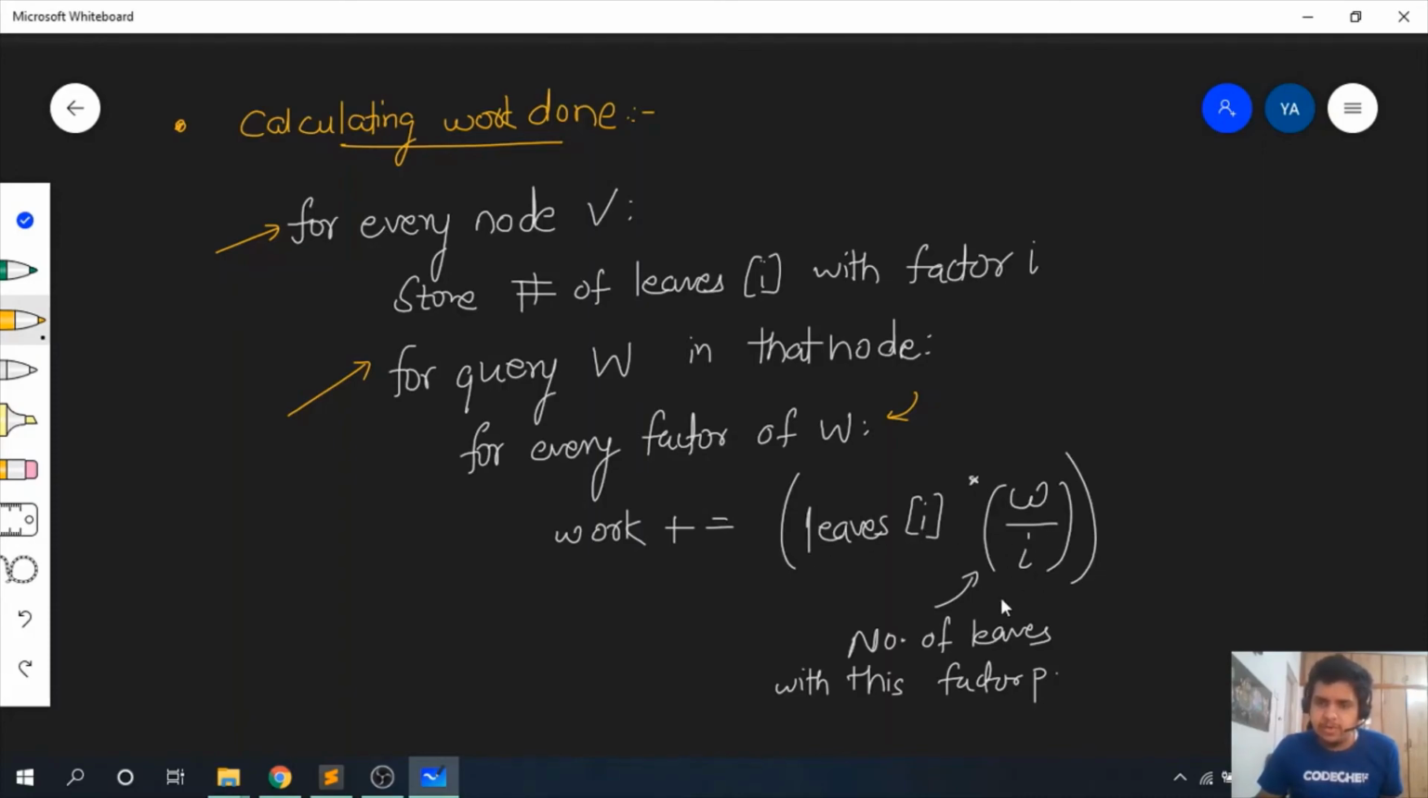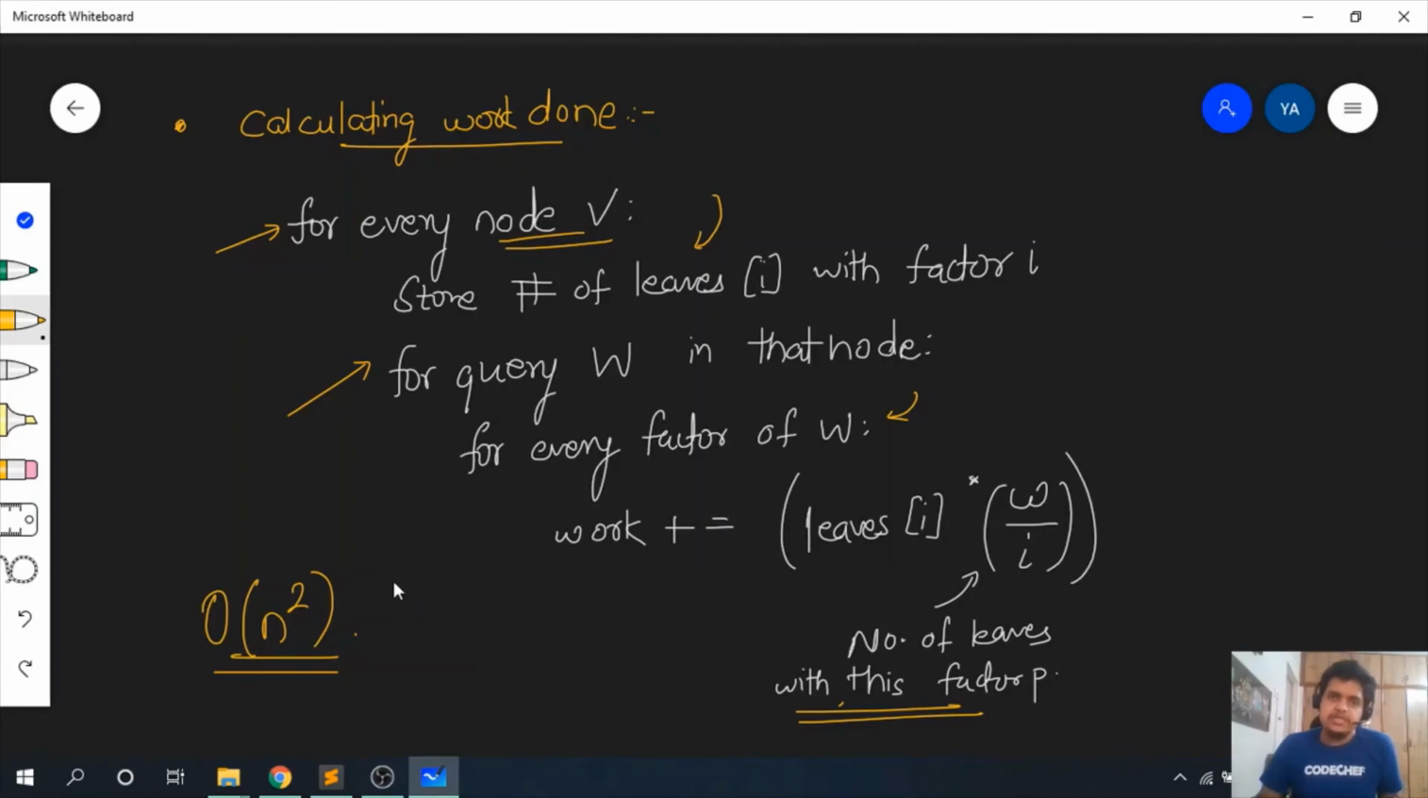So what is W upon I? This term represents the number of leaves with this factor P, and leaves[I] represents the number of such leaves, right? So I think over here we have calculated the total work done. Now the question is how to maintain the leaves array. Obviously we cannot maintain a separate leaves array for every node v, right? Otherwise the total complexity will go something like n squared, and this is not desirable.